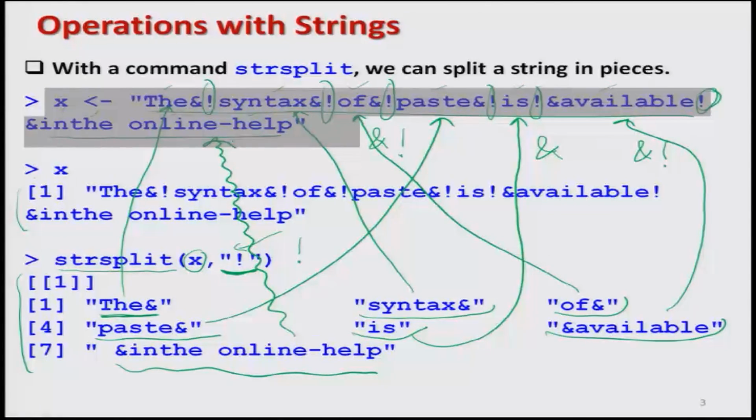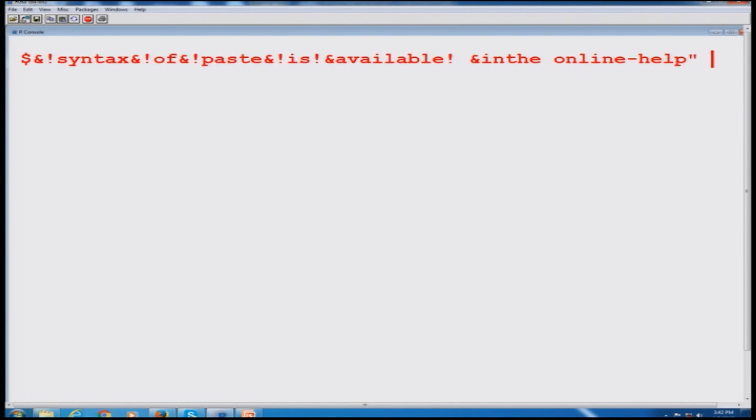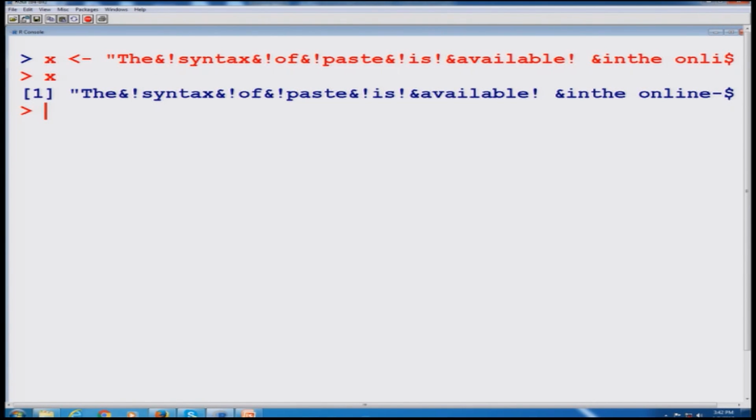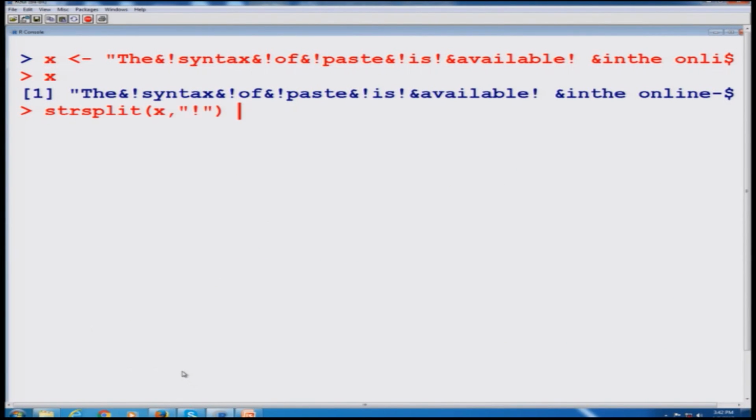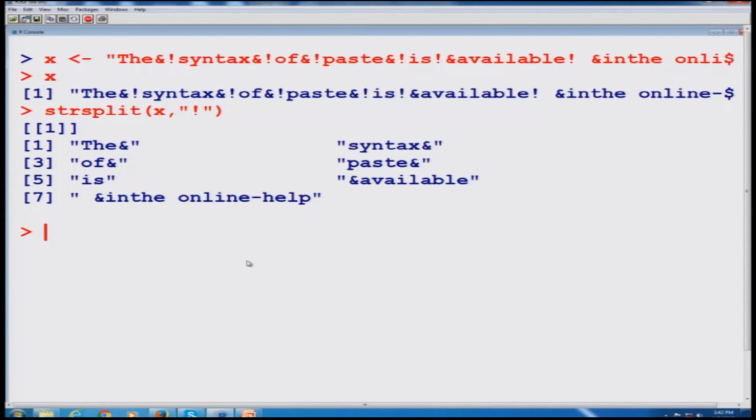So you can see now this split command has split our statement in the required way. This is the screenshot of the outcome, but we would definitely like to do it ourselves to see what is really happening. This is my statement x, and now I use this command, strsplit x using the exclamation sign, and we get an outcome like this. You can see it very clearly.